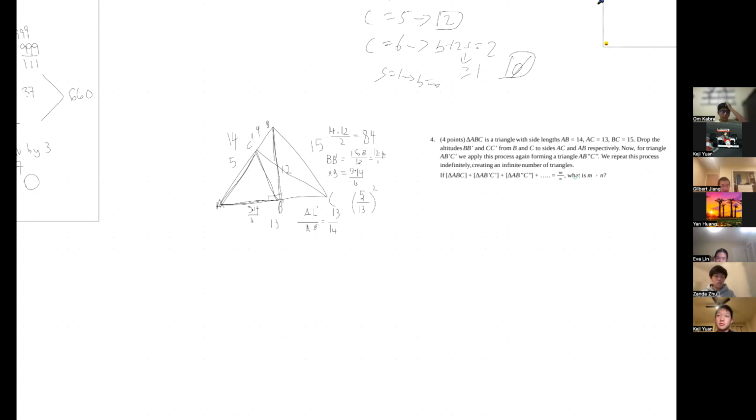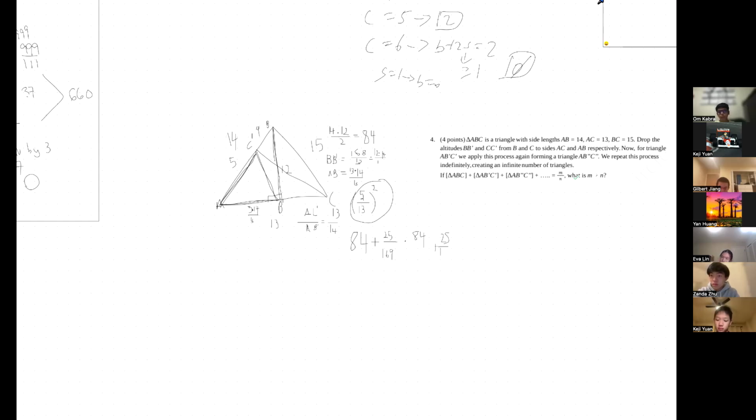And then once we get B double prime and C double prime, we know that they'll be similar with this ratio to AB prime C prime. So our areas are basically just 84 plus 25 over 169, which is 5 over 13 squared, 25 over 169 times 84. And then we have 25 over 169 squared times 84.